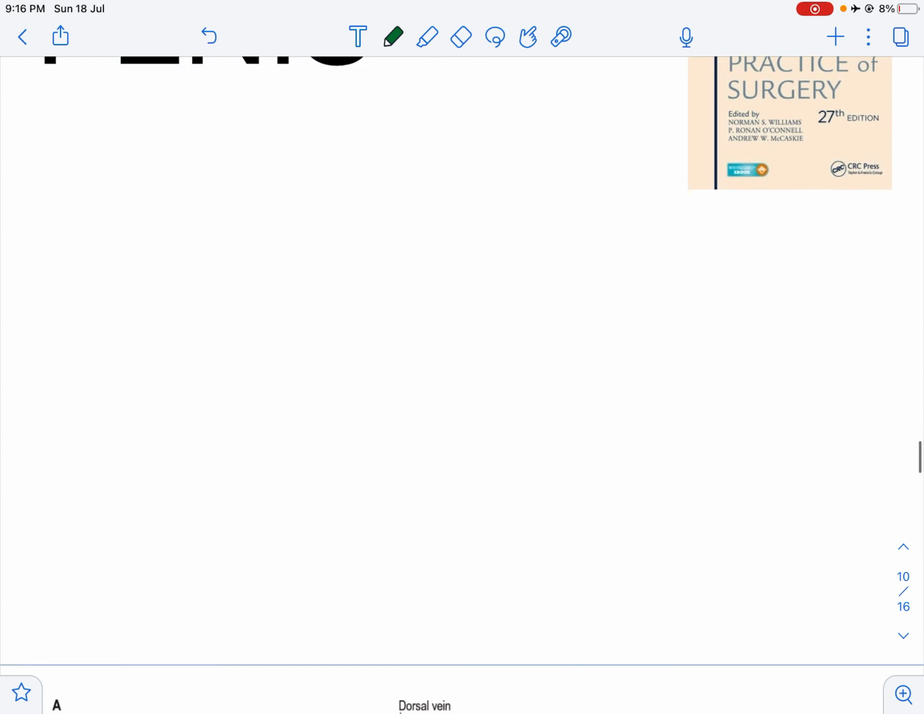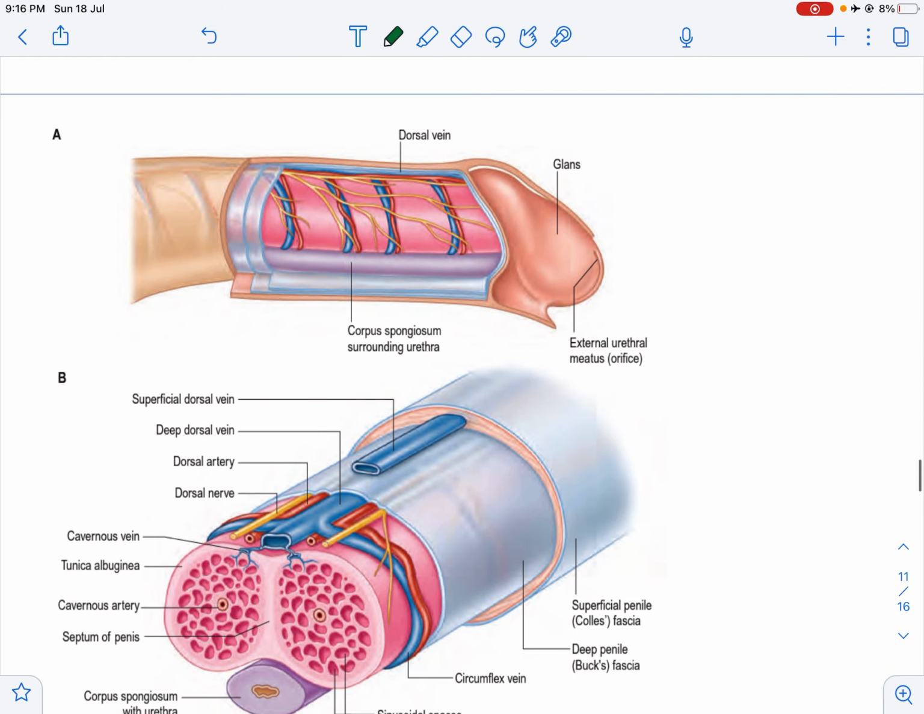Now penis. This diagram is taken from Bailey and Love. You can see the layers of the penis over here. This is the skin of the penis, and you can see the fascial layers over here. So you'll have the superficial Colles fascia, the deep Buck's fascia. This purple structure which you can see over here is the corpus spongiosum, which contains the urethra. This is the corpus spongiosum surrounding the urethra.